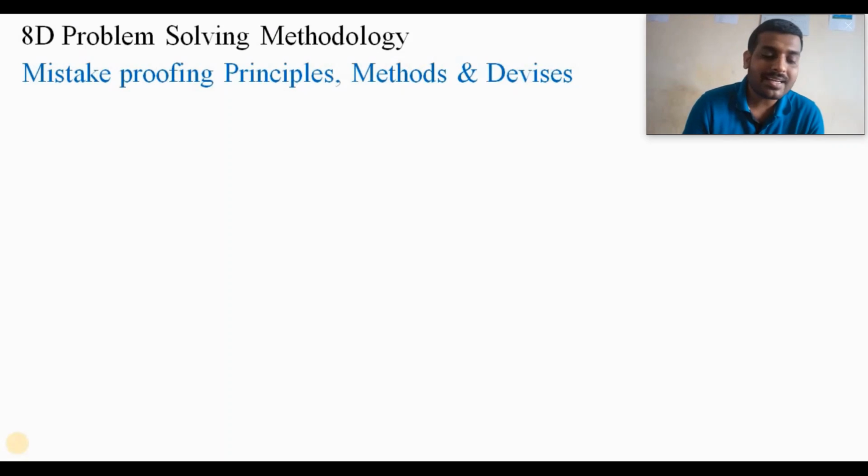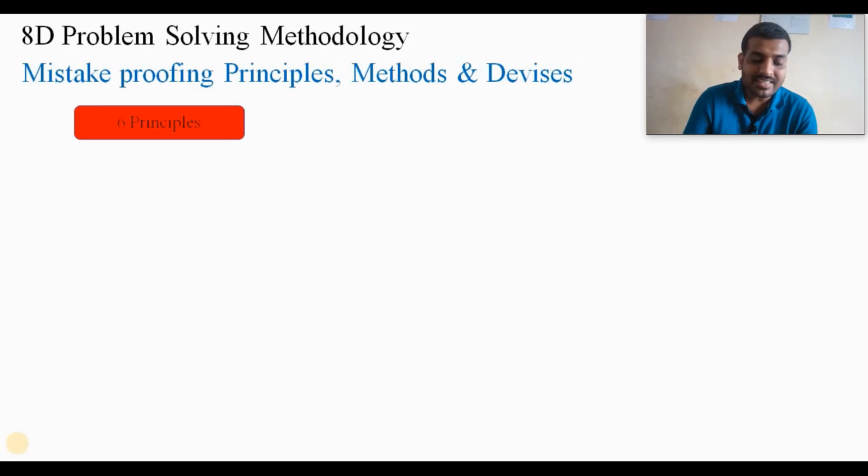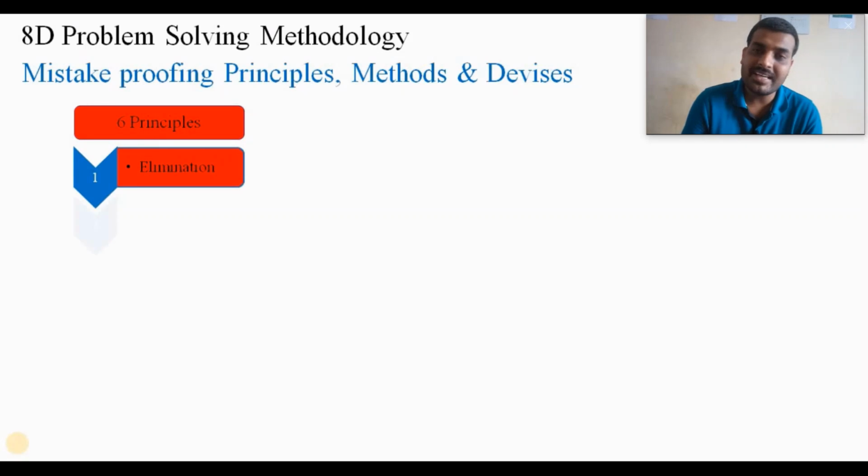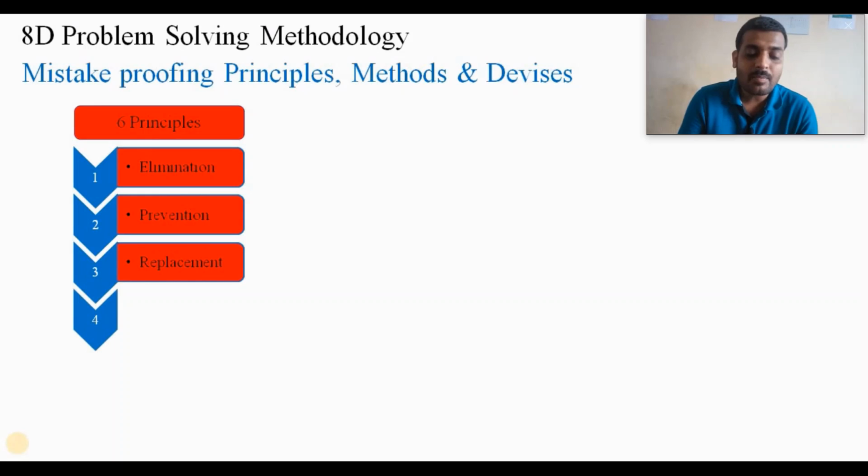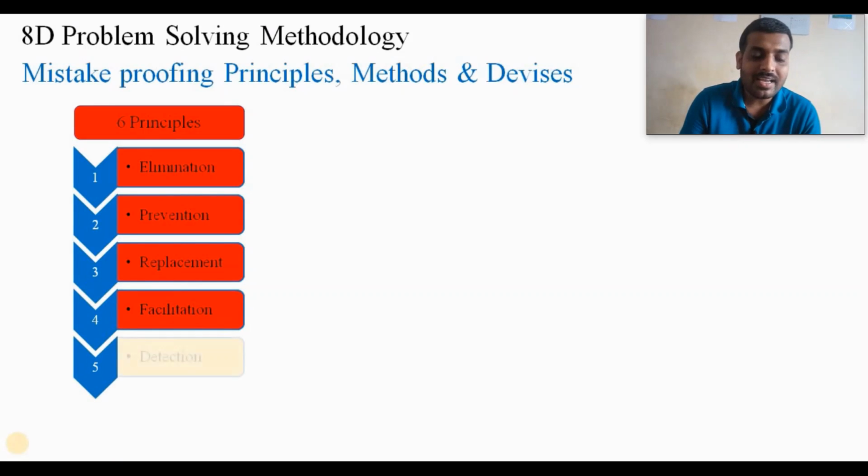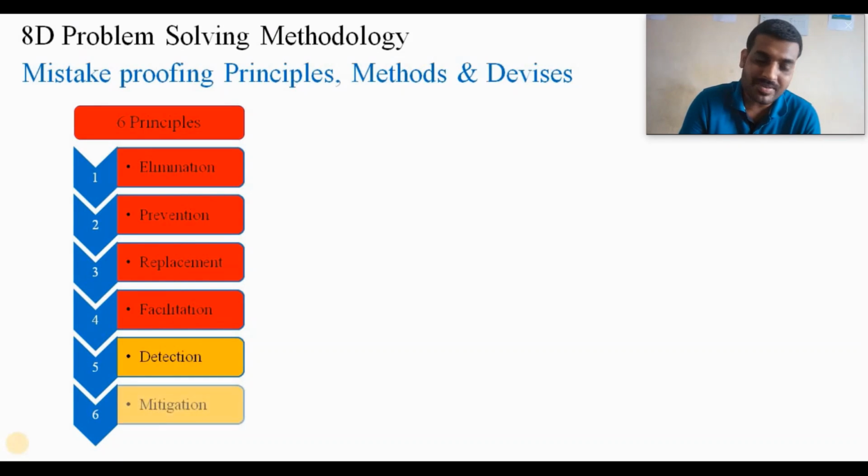There are 6 mistake proofing principles: elimination, prevention, replacement, facilitation, detection and mitigation. Out of these 6, elimination, prevention, replacement and facilitation are used for the elimination of defects. Detection and mitigation are used for minimizing the effect of that defect.